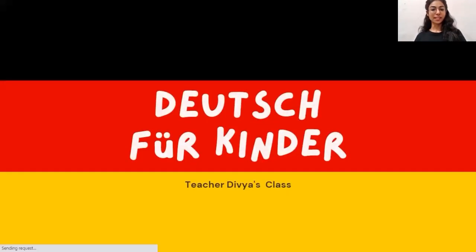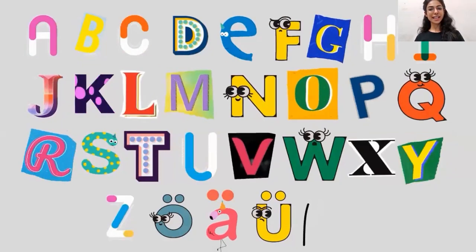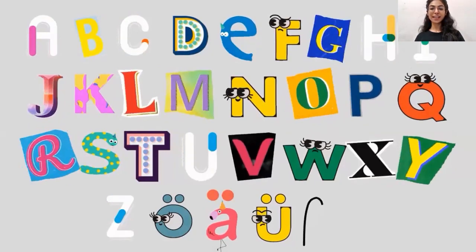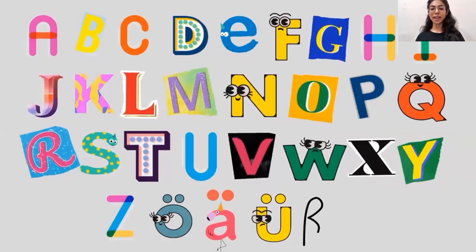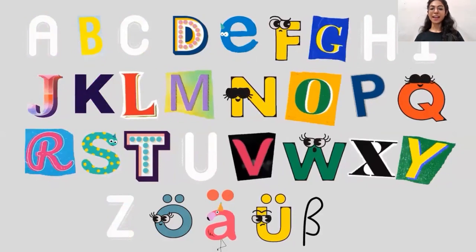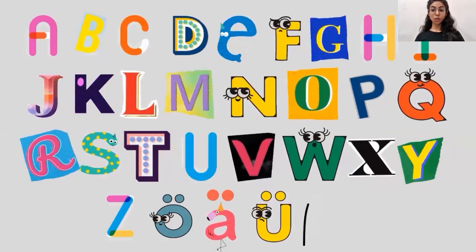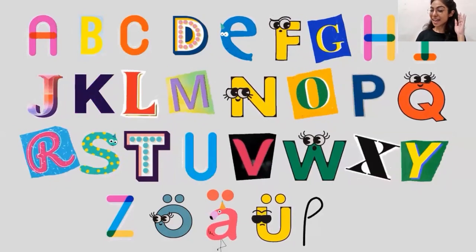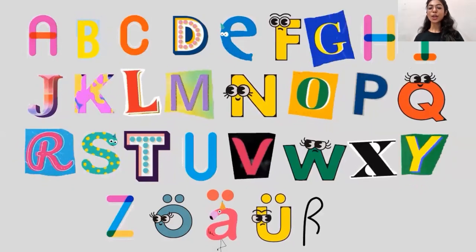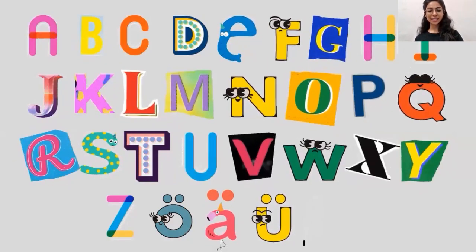Now, let me sing it for you one more time. And then we can sing it together. So, it's A, B, C, D, E, F, G, H, I, J, K, L, M, N, O, P, Q, R, S, T, U, V, W, X, Y und Z. Yeah. Ä, Ö, Ü, Eszett.